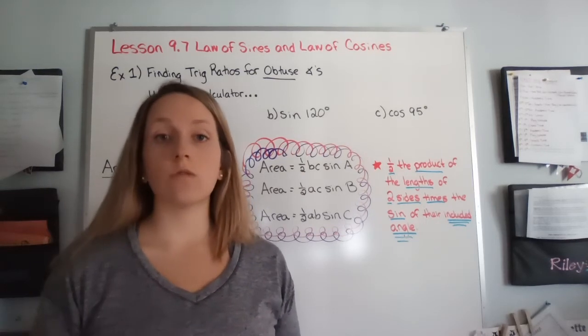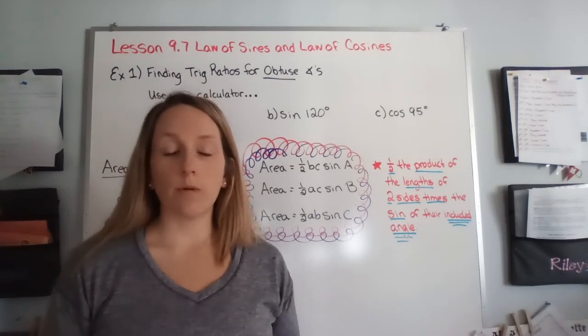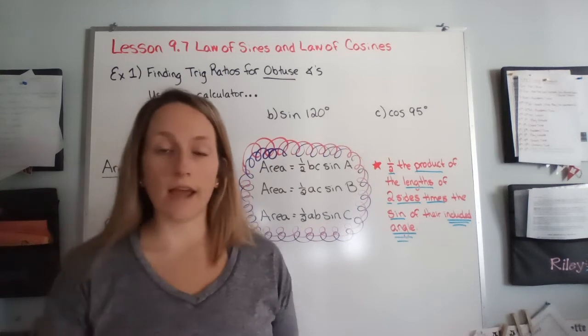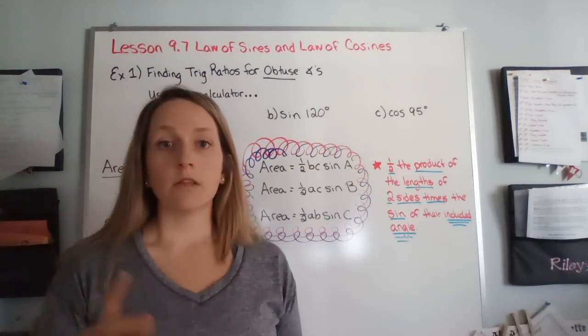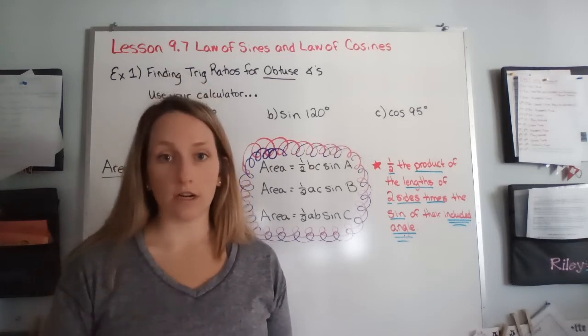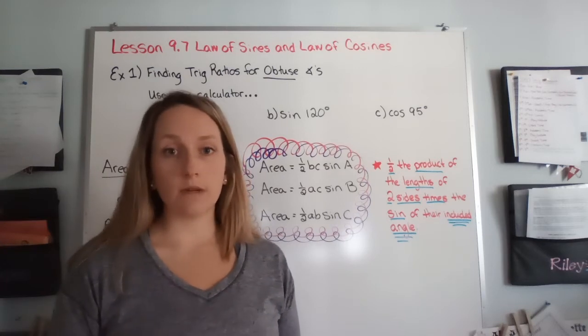So far we've been doing right triangle trigonometry, SOHCAHTOA. We use SOHCAHTOA when we have a right triangle. We're always going to have sine of the acute angle, cosine of the acute angle, and tan of the acute angle. But the law of sines and cosines allows us to work with triangles that aren't right triangles. So we will need our calculator, and it will have to be in degree mode.